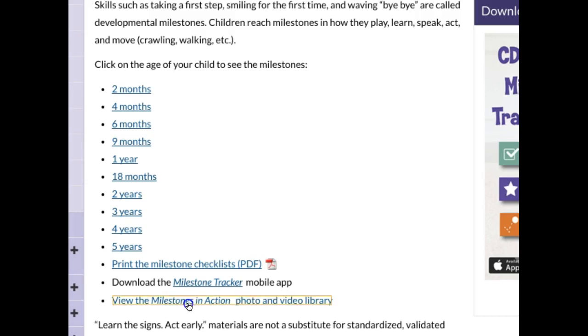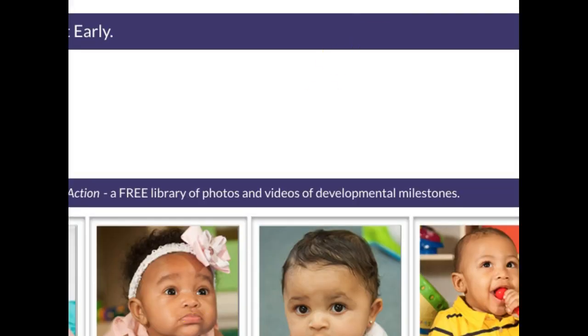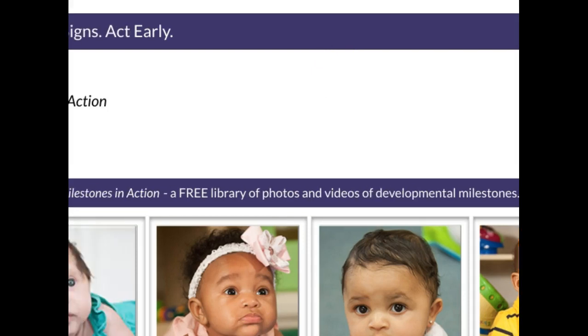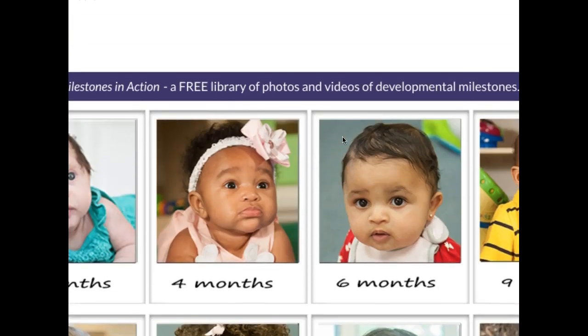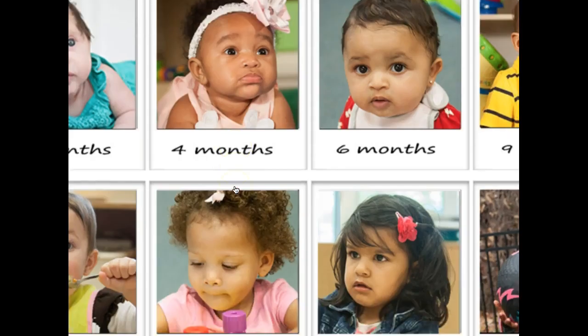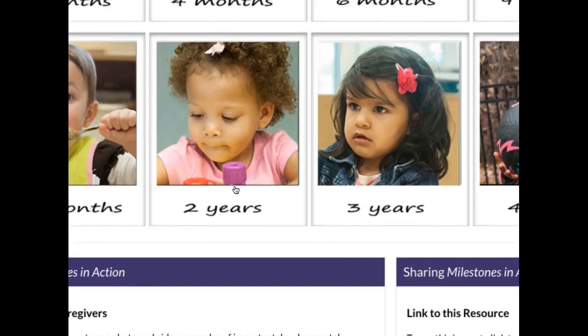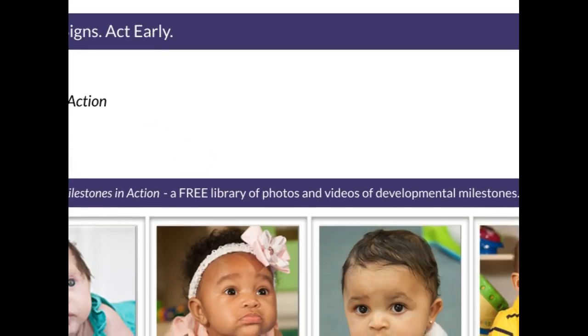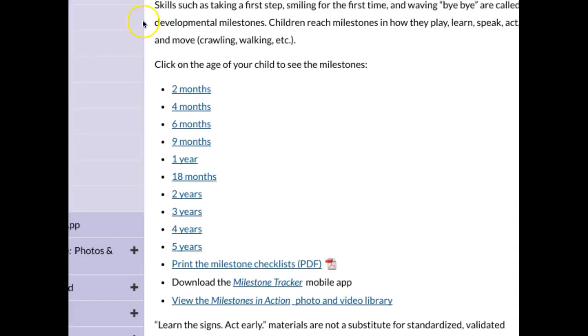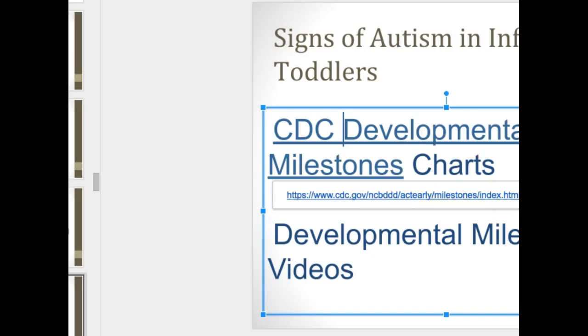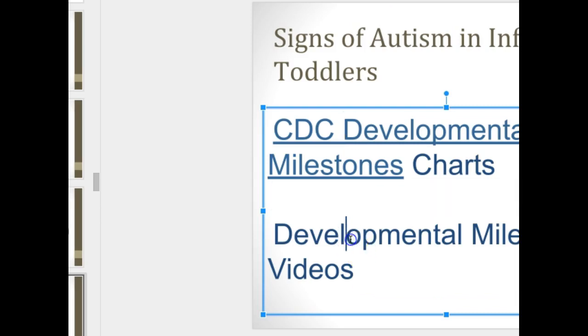And then there's the milestones in action, pictures and videos of these children that are appropriately doing things at the age that we're talking about here. So you can see videos and pictures of a 4-month-old or 2-month-old, and so they give the parents a lot of resources, because parents are going to be the people that are probably going to first notice things that might be slightly off.